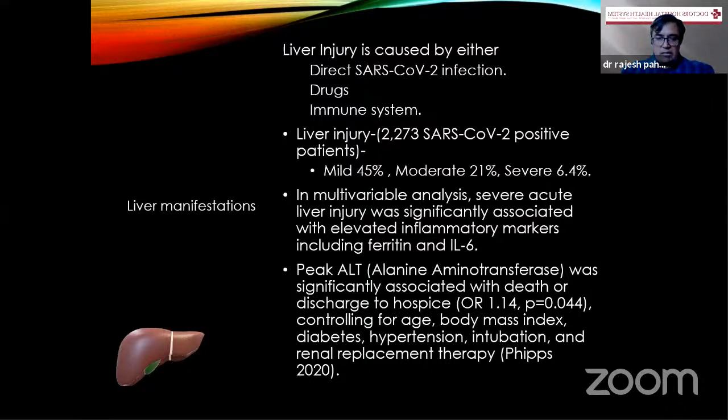This is another analysis where they found the acute liver injury was significantly associated with elevated inflammatory markers including ferritin and IL-6. So here comes the importance of doing these markers in patients with severe COVID-19 disease. They also found that the peak ALT was significantly associated with death or discharge to hospice after controlling for age, body mass index, other comorbidities like diabetes, hypertension, intubation, and renal replacement therapy.